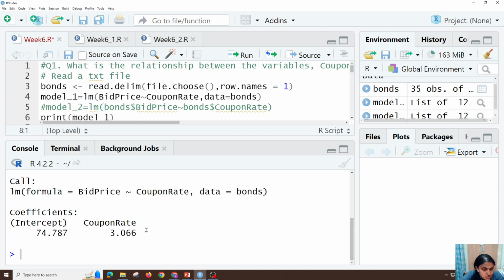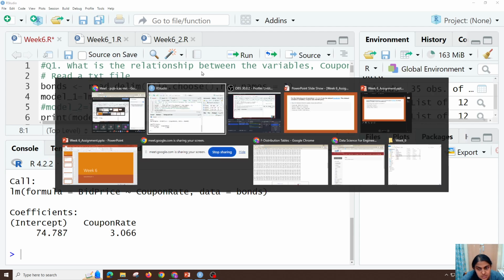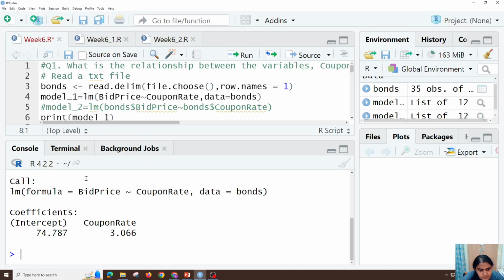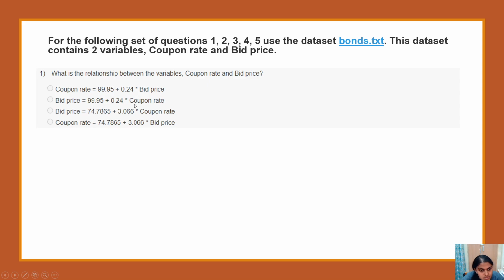So what was the relationship asked? The relationship can be obtained as bid price equal to 74.787 plus 3.066 coupon rate. So this is the answer. I think the first question is clear for you. I'll move on to the second question.